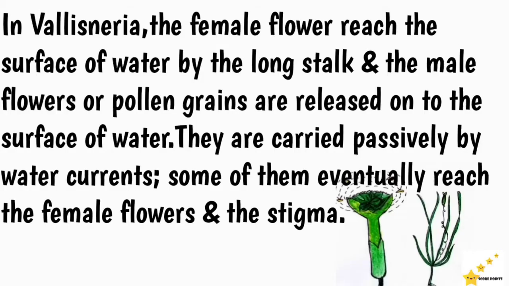In Vallisneria, the female flower reaches the surface of water by the long stalk, and the male flowers or pollen grains are released onto the surface of water. They are carried passively by water currents. Some of them eventually reach the female flower and the stigma.